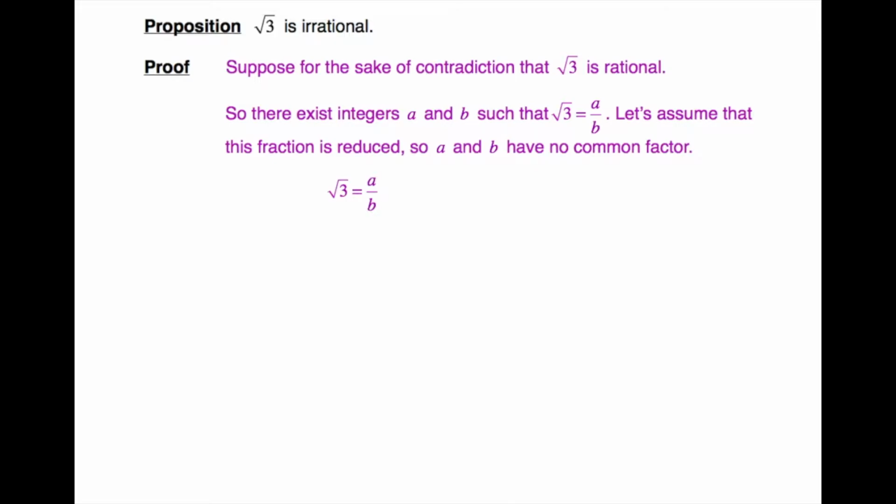Let's play around with this expression in the exact same way as we did with root 2. So we take the square on both sides, and then we'll multiply by b squared, and we get 3b squared equals a squared. We'll come back to 3b squared equals a squared in a little bit.